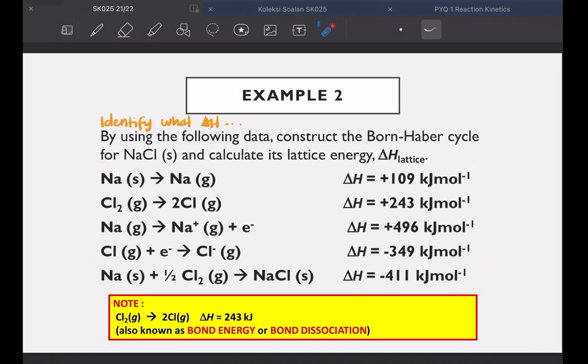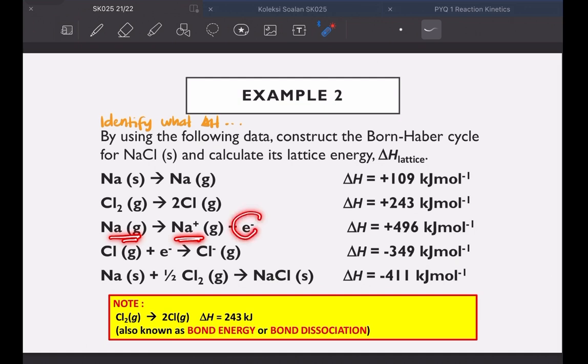So, the first one, from sodium solid to sodium gas atom. This is atomization, right? And then we have Cl2 gas molecule turning into 2 chlorine gas atoms. So this is also atomization. Or another name for it is bond energy or bond dissociation, because Cl2 gas molecule looks like this, and then you dissociate, you break this bond, so dia dapat 2 Cl atoms, okay, in gaseous state. Next we have sodium gas turning into sodium plus gas ion.